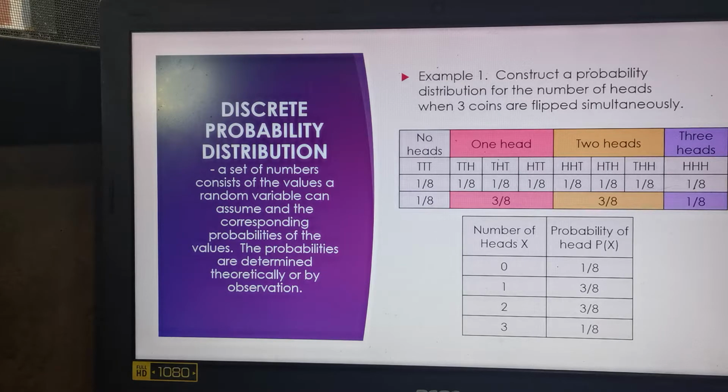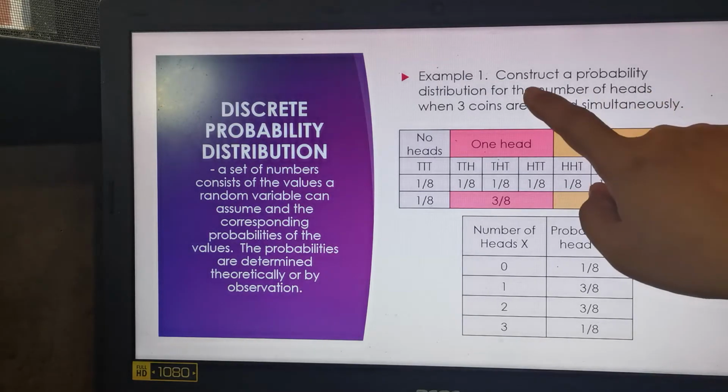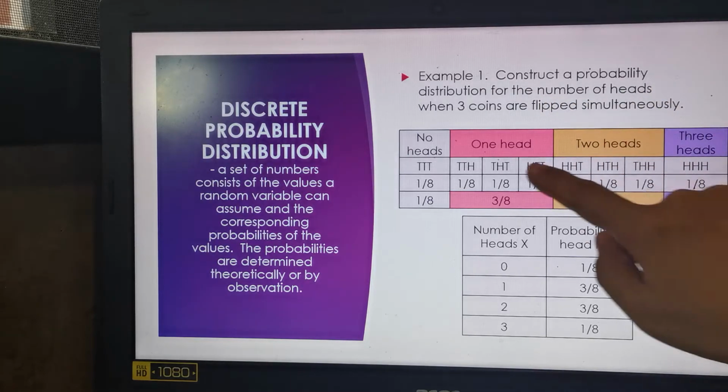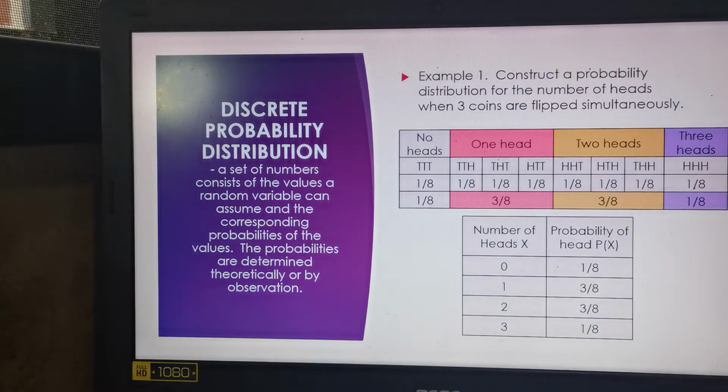Construct a probability distribution for the number of heads when 3 coins are flipped simultaneously. So, when we flip the 3 coins at the same time, we're going to find the probability distribution for the number of heads. So we will focus only on the number of heads. The first thing that we're going to do is to identify our sample space, which will contain all the possible outcomes of the experiment or the event.